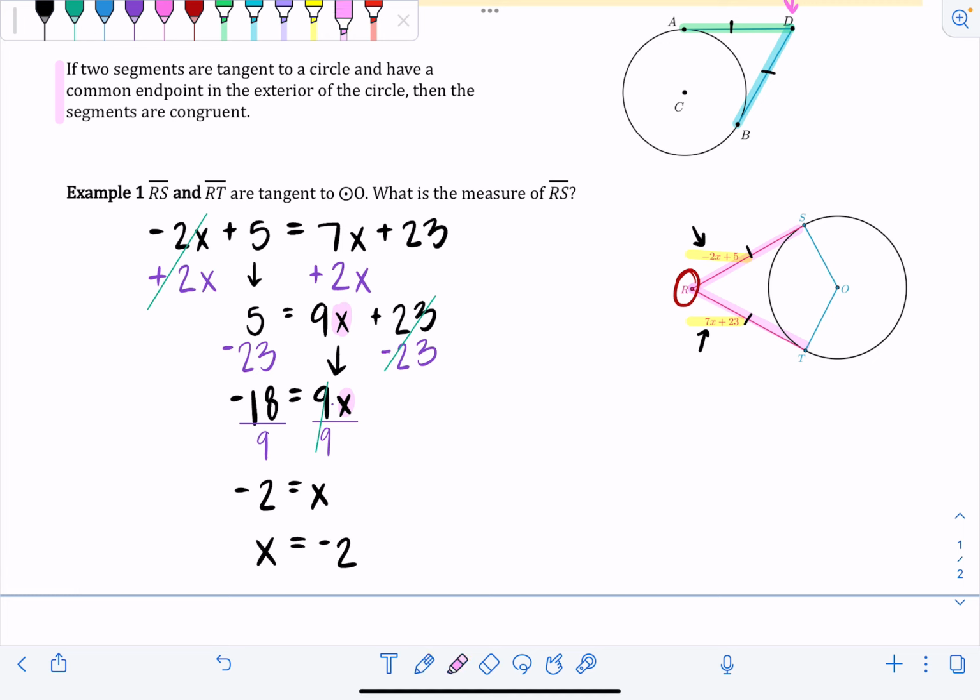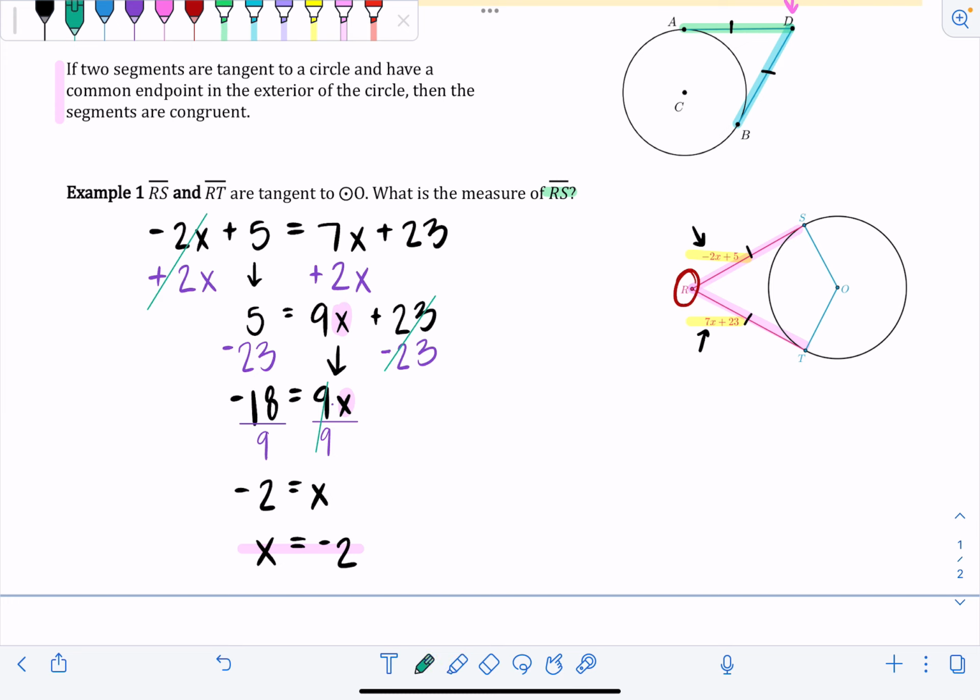But we have to be really careful with these problems, because it's pretty easy to think that you're done when you're not quite done. This problem asks what is the measure of segment RS, and x is not the measure of segment RS. You can especially tell because x is negative. It would make no sense to have a negative distance. So there must be something else that we need to do.